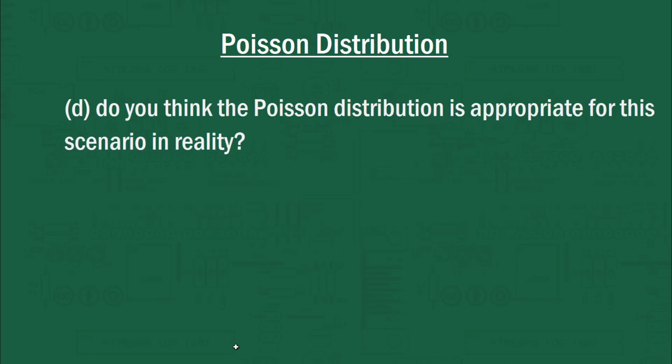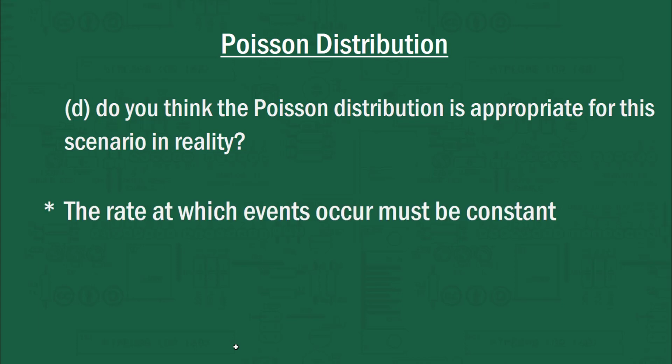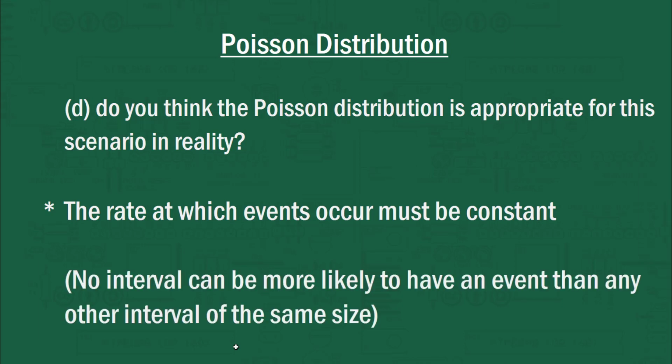Question D, the bonus question, asks you to think about what a Poisson distribution kind of is and whether it's appropriate for this scenario in reality. Now, I'll return you to our assumption where it said that the rate at which events occur must be constant. So in other words, no interval can be more likely to have an event than any other interval of the same size. Now, if you're dealing with clicks on Facebook over the course of a day, it's very unlikely for it to be a constant rate.